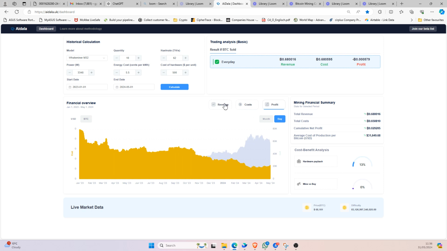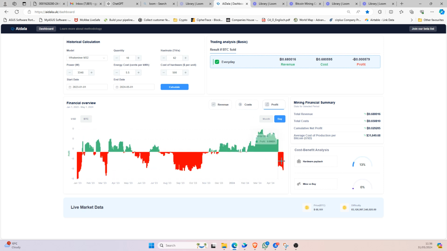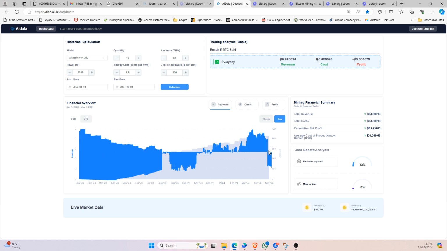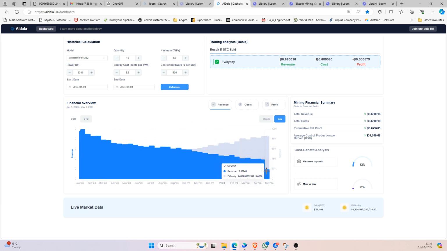We are looking at profits. Your revenues, you're in the red zone just because of the halving, the halvening which happened in April. So here you can see a quite clear drastic fall in Bitcoin and USD terms.